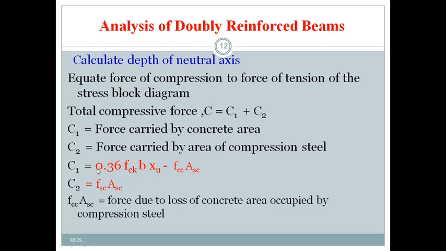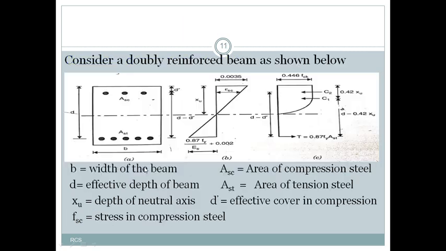So 0.36 FCK into B XU will give me the total compressive force which is acting in the compression zone. But in this compression zone, we have steel also, and this steel will occupy some area. In that particular area occupied by steel, there is no concrete. So we have to deduct the force due to the concrete area where the steel is occupied from the total compressive force.